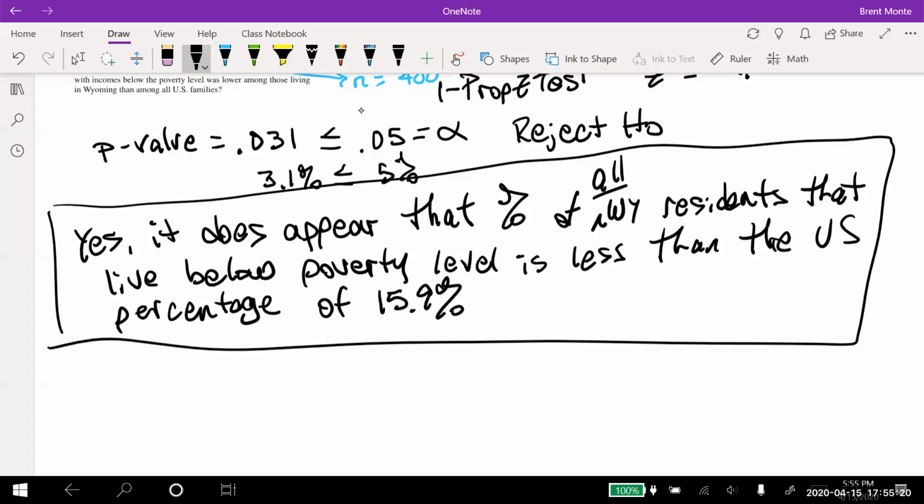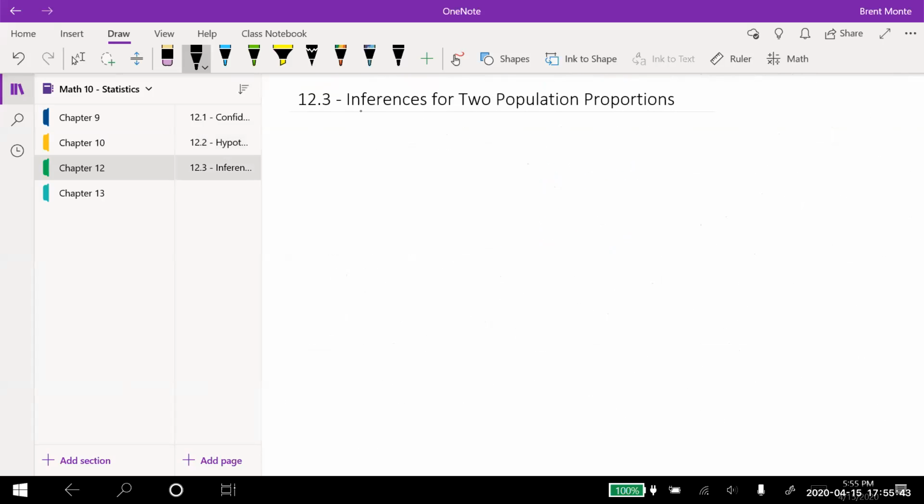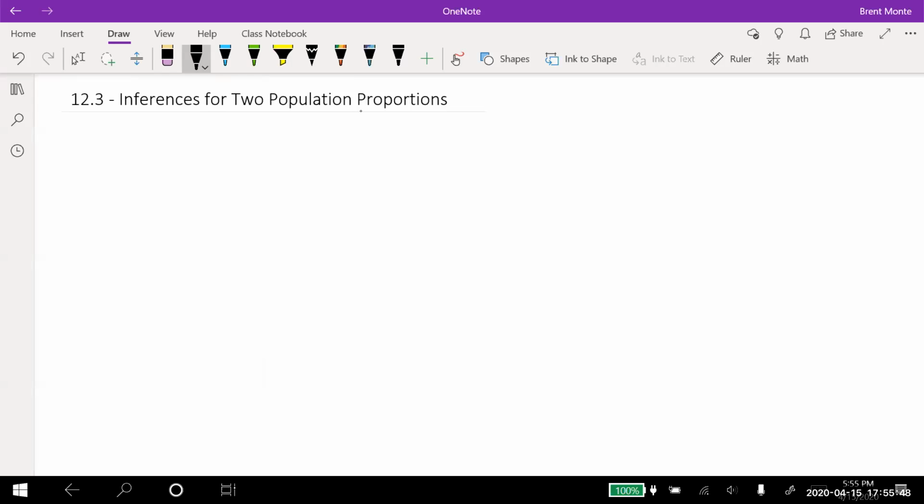All right. And so the hypothesis test in this section is very similar to what we've been doing. I'm only going to do one example because, as you see, there's not a lot different going on than what we've done before. Okay, so with that, I'm going to jump into 12.3. We'll do an example there. 12.3 is inferences for 2 population proportions. So here we're doing both hypothesis test and confidence intervals. But the only difference is now we have 2 populations.